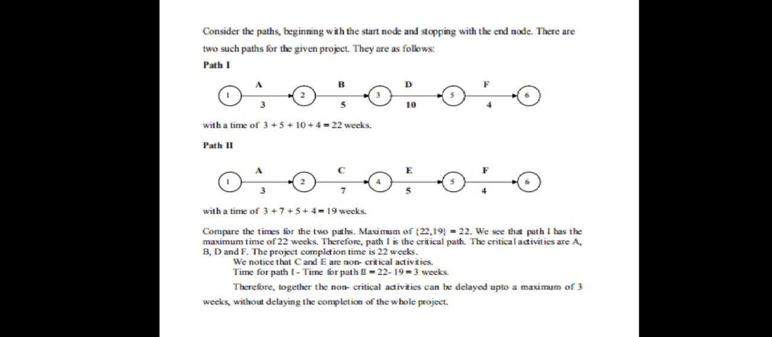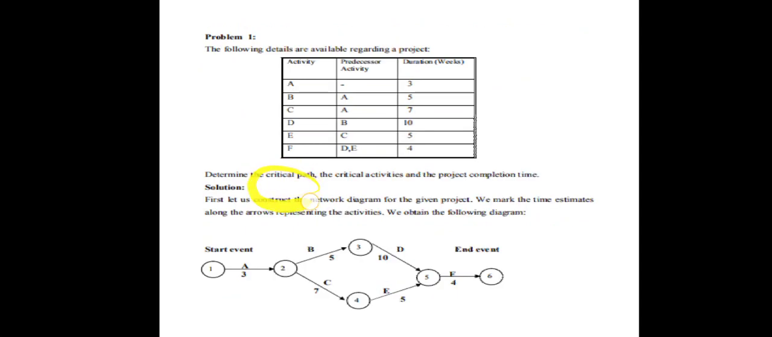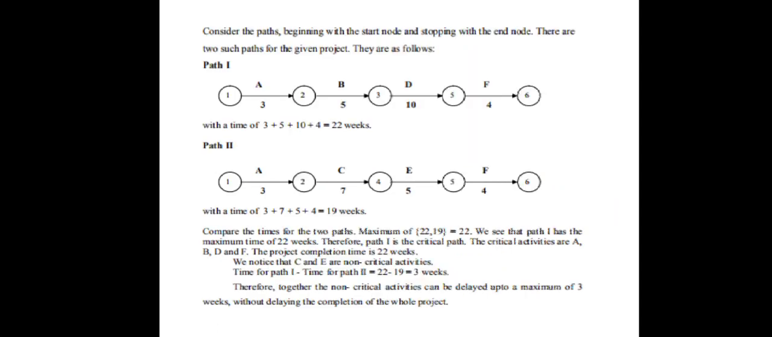So these activities A, B, D, F are critical activities, whereas C and E, which are not included in the first critical path, are called non-critical activities. So first we have completed the calculation of the critical path as well as the critical activities. Which are the critical activities? A, B, D and F are the critical activities because among the two paths we have a maximum of 22 weeks for the first path, and the remaining C and E are non-critical activities.